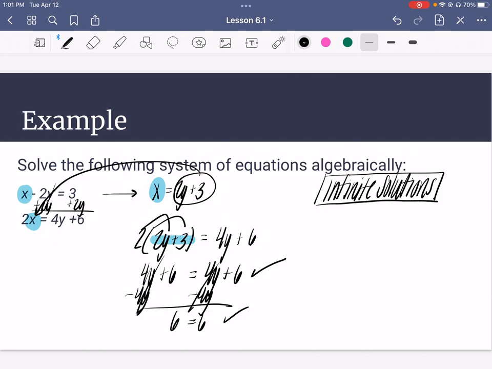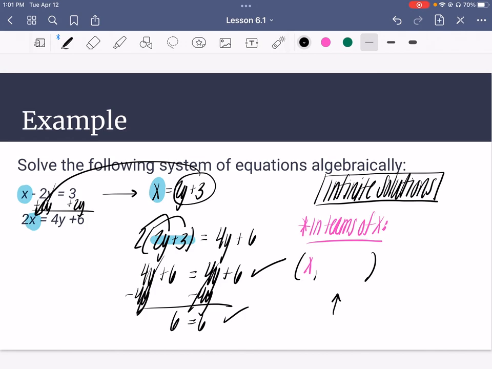So we say, all right, we have infinite solutions. This is the same line, coinciding. However, we're not going to stop. Now what we're going to do is write it as a coordinate point. Like I said, most times we write it in terms of x, but I will also show you how to write it in terms of y.